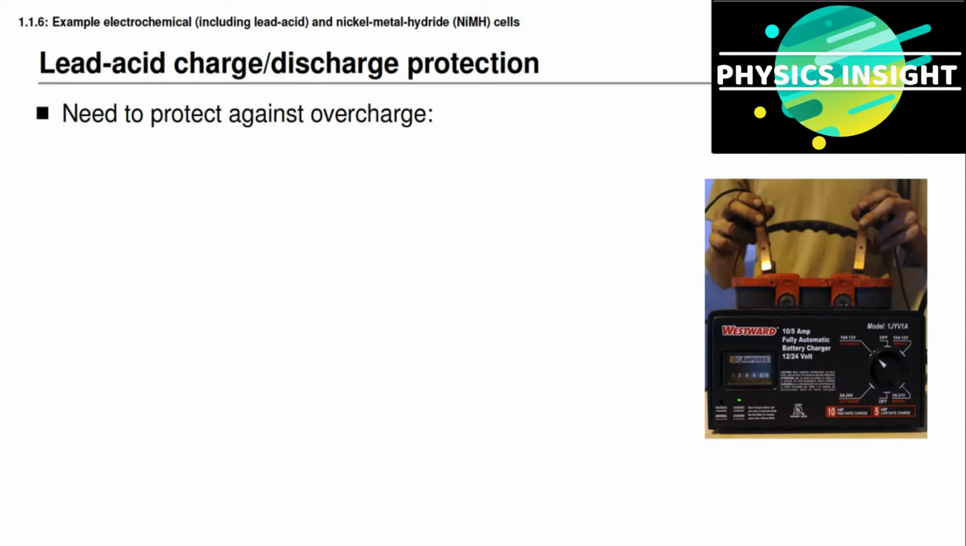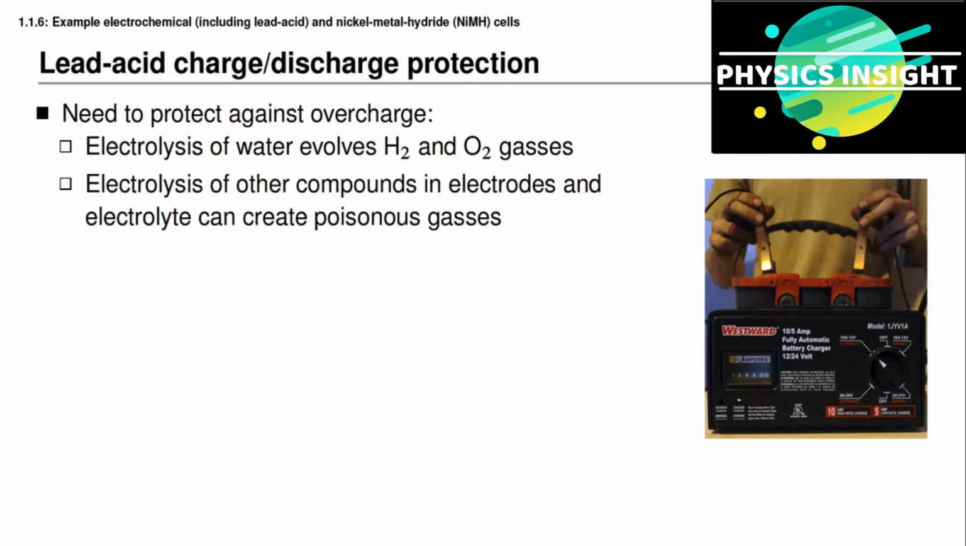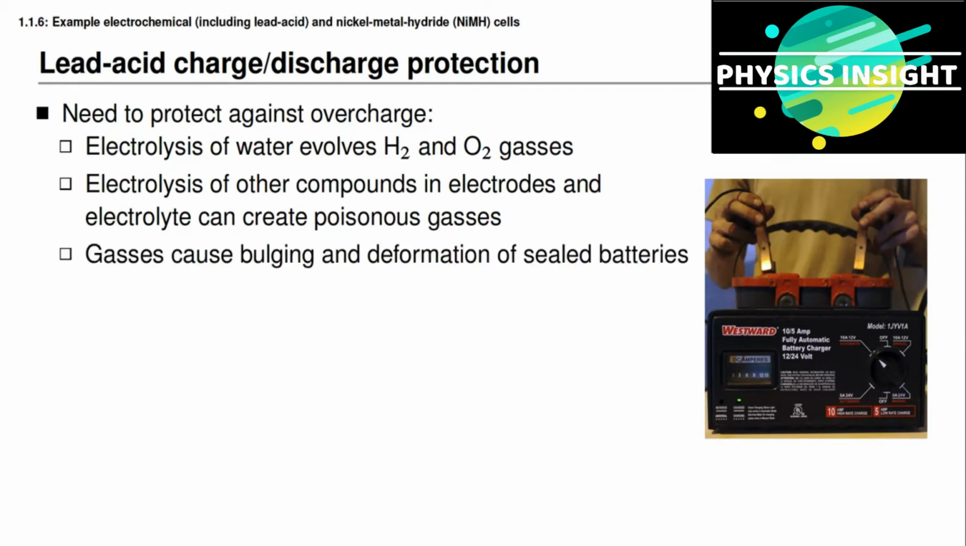When we charge a lead-acid battery, it's important to protect against overcharge. If we overcharge a lead-acid battery, then water in the electrolyte will decompose into hydrogen and oxygen gases. Under some circumstances, other compounds in the electrodes can be electrolyzed as well to create poisonous gases, and all of these gases can cause bulging and deformation of sealed lead-acid batteries.